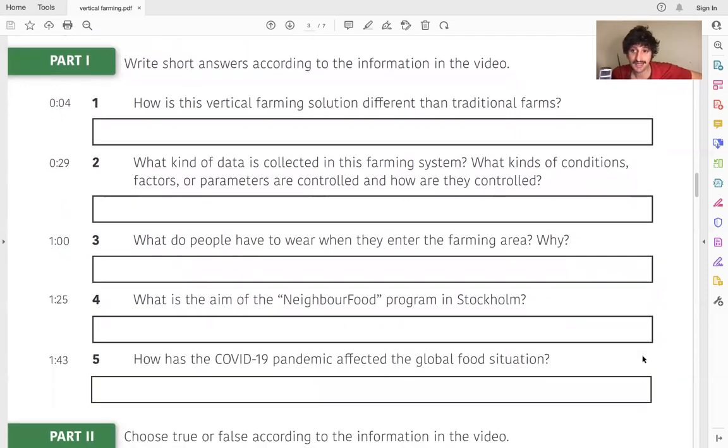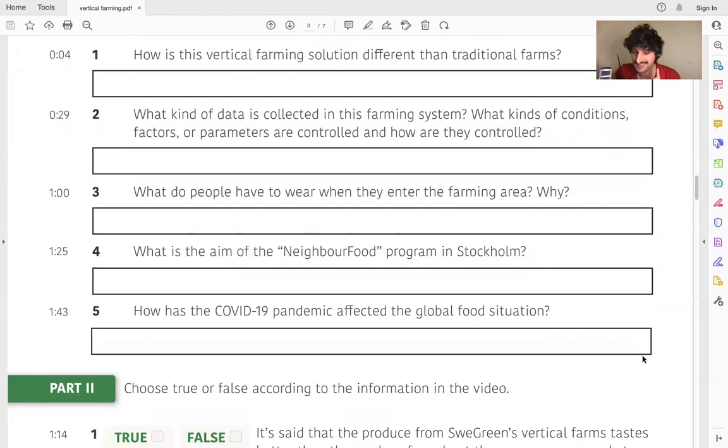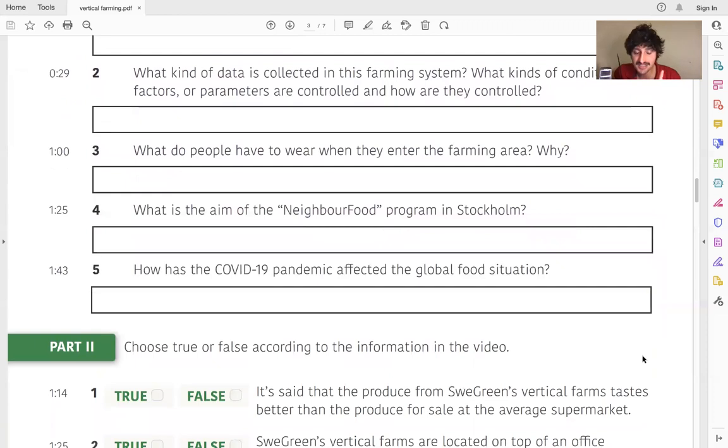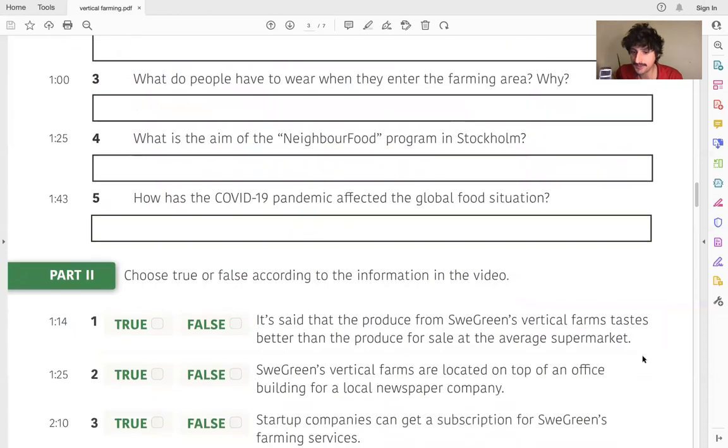And now the last point in the video is about the COVID-19 pandemic and how it has affected the global food situation. Nobody's talking about this, but it's important to discuss it because some scientists have said, scholars have confirmed, and experts have validated the fact that the global food situation is concerning, right?